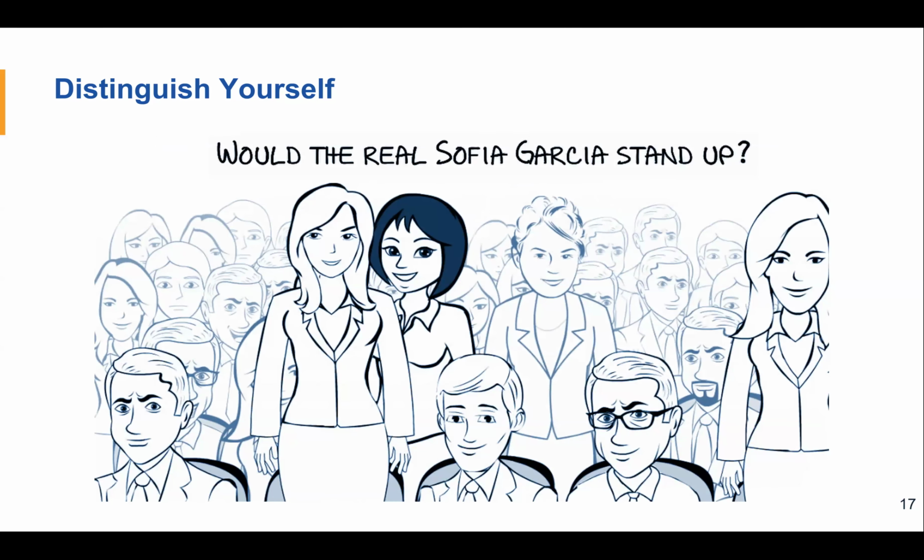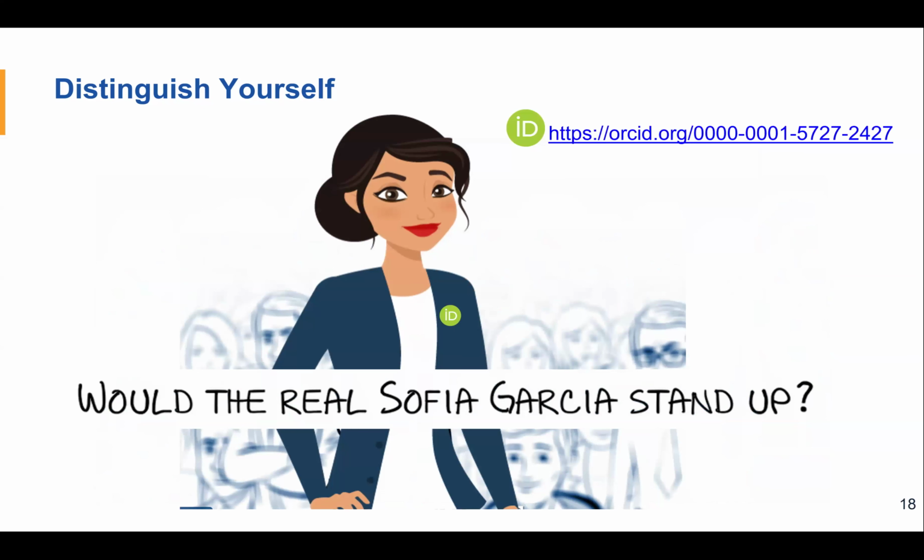So if we're looking for an author named Sofia Garcia, there could be multiple people who identify with that name. But again, with ORCID, because Sofia's ORCID ID is unique, we can better distinguish her and her works and activities from other individuals. So ORCID helps to streamline your online digital identity in the research landscape.